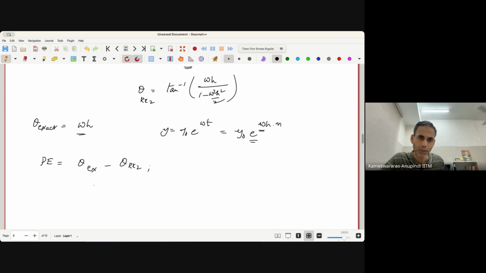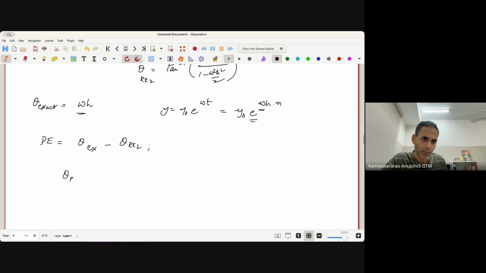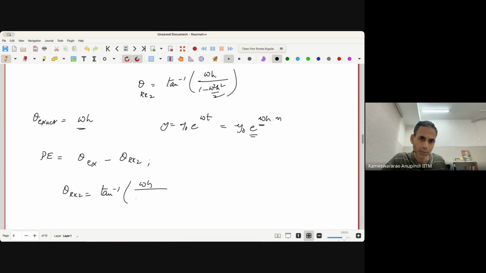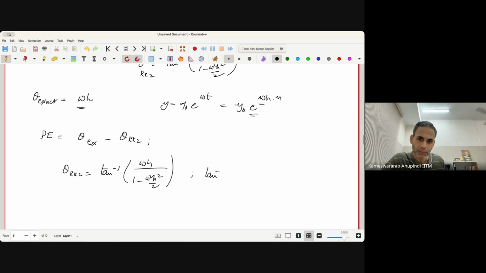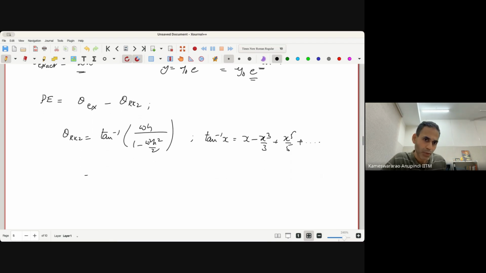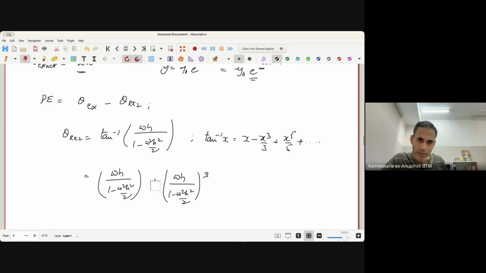Before I can use this, I need to make theta RK2 a little bit better. So theta RK2 equals tan inverse of omega h by 1 minus omega squared h squared by 2. But we know that tan inverse x equals x minus x cubed by 3 plus x to the power 5 by 5 and so on. That gives tan inverse of this as omega h by 1 minus omega squared h squared by 2, minus omega h by 1 minus omega squared h squared by 2 whole cubed by 3, and then plus the fifth-power term and so on.